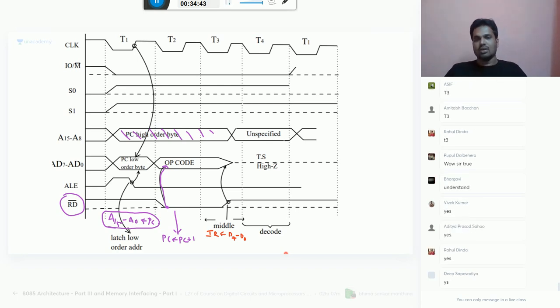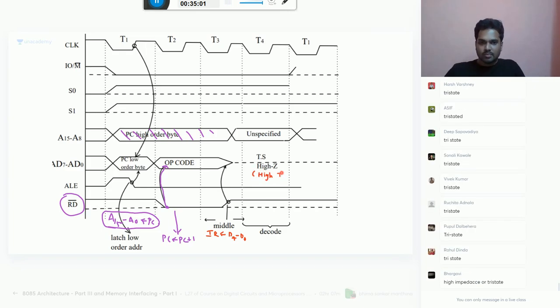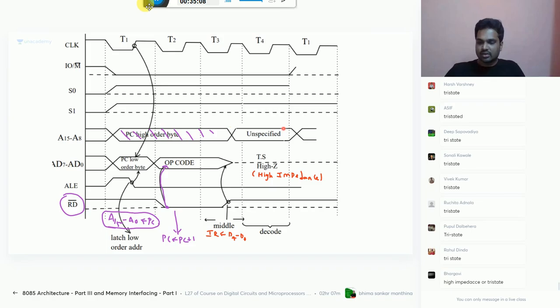Wait. What is the meaning of TS here? After this, your address bus will be tri-stated or high-Z, meaning high impedance state. What about the higher order address bus, sir? It is not specified. Not specified by whom? Your manufacturer. It may be any value.